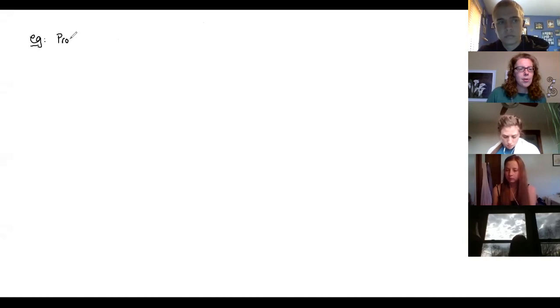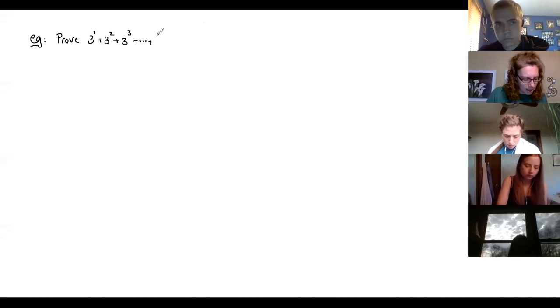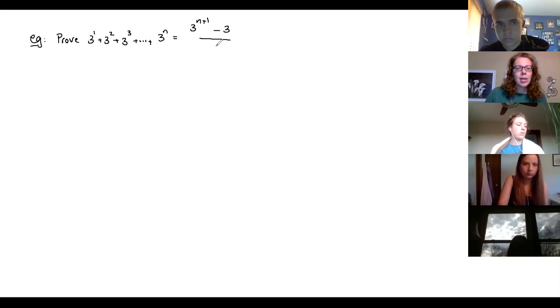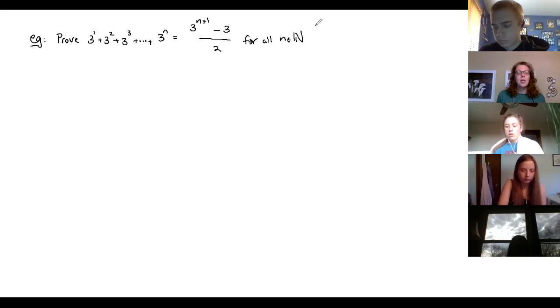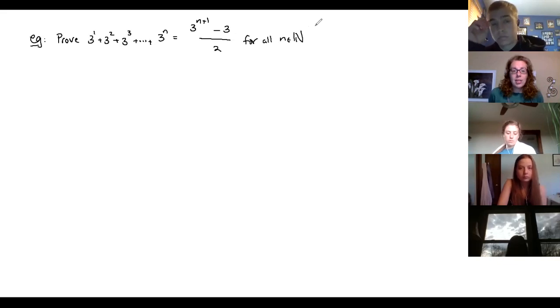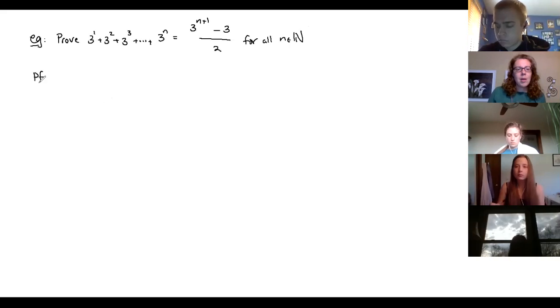Here's what we have. Prove that 3 to the first plus 3 squared plus 3 cubed plus a bunch of dots plus 3 to the n is equal to (3 to the n plus 1 minus 3) over 2 for all n living in the natural numbers. So again, it helps if you label your proof by induction.